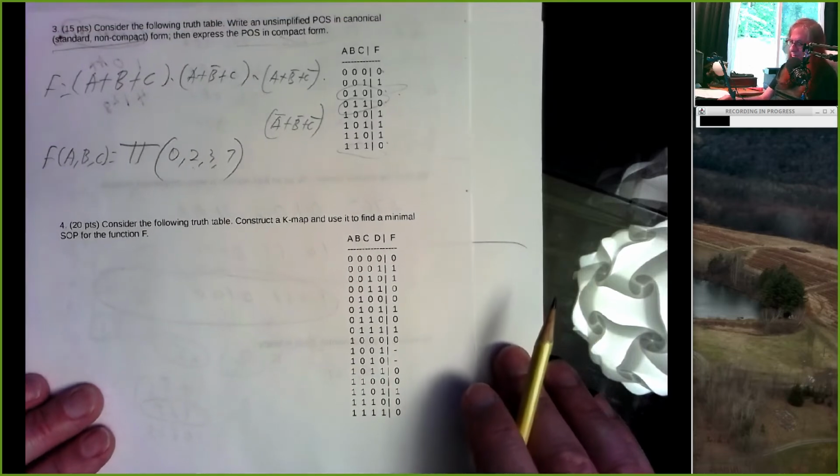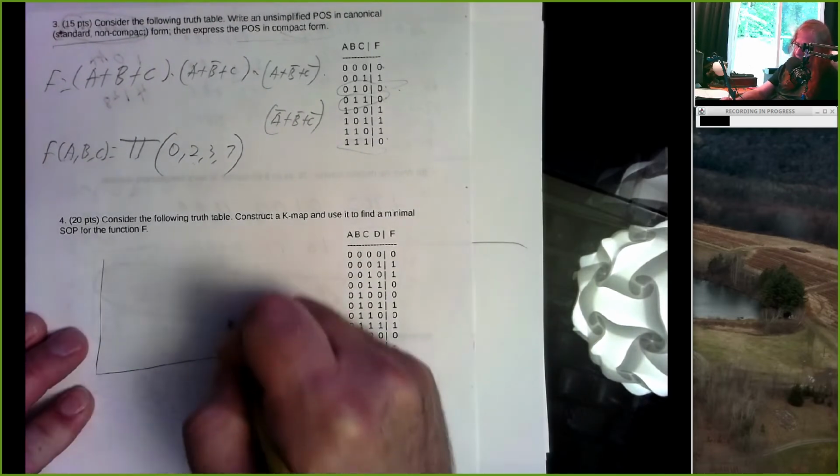And when you do a compact form, make sure you know what the order of the variables is by saying f of A, B, C, for example, so that we know that this is A is a 0, B is a 1, C is a 0. A is a 0, B and C are both 1s, and so on. So that's compact. But then in question 4, you get to use a K-map.